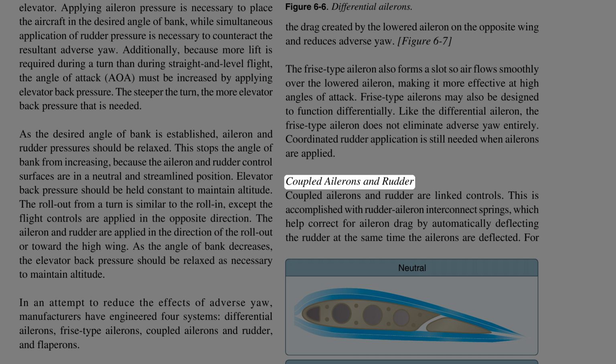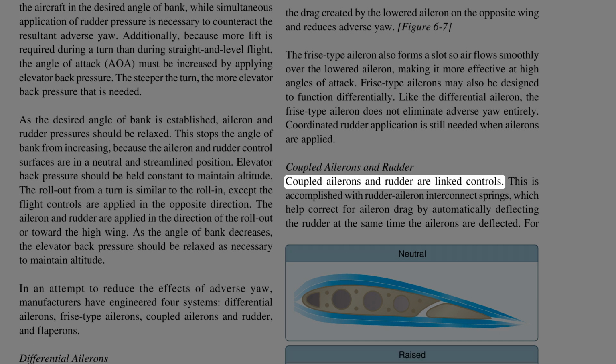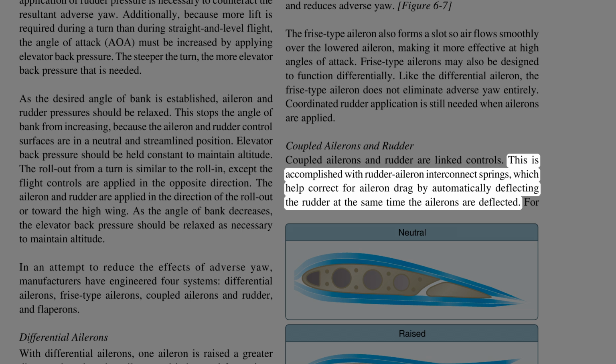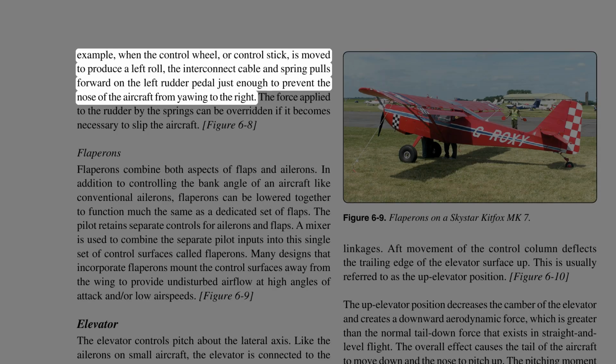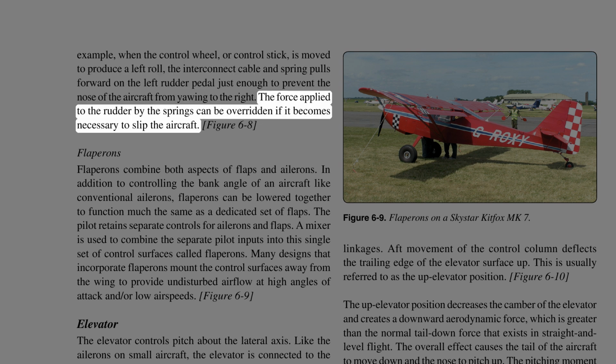Coupled ailerons and rudder. Coupled ailerons and rudder are linked controls. This is accomplished with rudder aileron interconnect springs, which help correct for aileron drag by automatically deflecting the rudder at the same time the ailerons are deflected. Example: when the control wheel or control stick is moved to produce a left roll, the interconnect cable and spring pulls forward on the left rudder pedal just enough to prevent the nose of the aircraft from yawing to the right. The force applied to the rudder by the springs can be overridden if it becomes necessary to slip the aircraft.